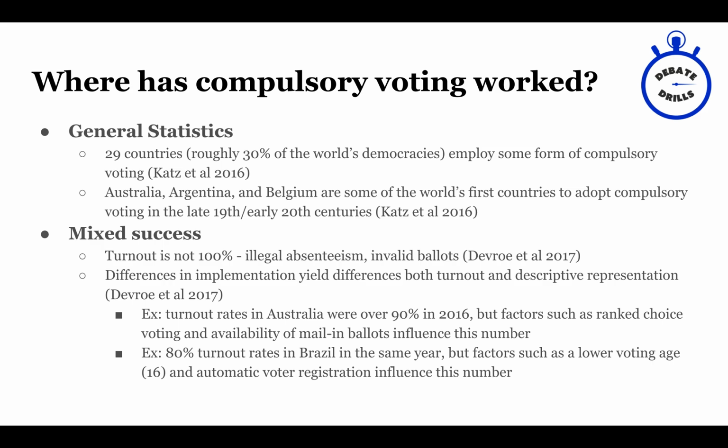I say these things to remind us all that while compulsory voting has many goals, including increasing turnout, there are a number of other policies that influence the ability to which people can actually turn out or want to. So for example, in Brazil, having a really low voting age has a different impact on turnout than something like ranked choice voting.